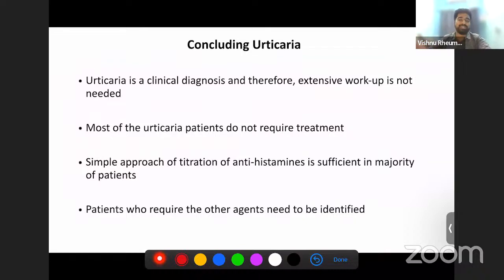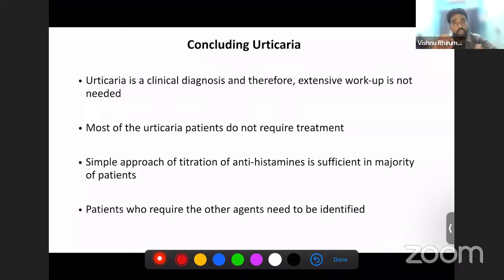So concluding, this is a clinical diagnosis. Extensive workup is not needed unless you want to rule out various manifestations. Mostly treatment is not required. Acute spontaneous urticaria will respond to second generation antihistaminics, and if at all there is requirement of other agents, then you should rule out other underlying causes. So with this, we complete this short topic, that is approach to urticaria and angioedema.